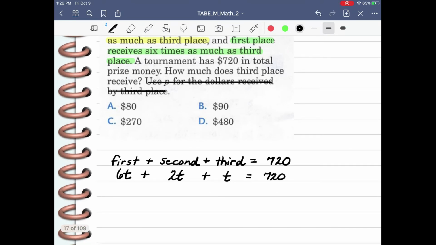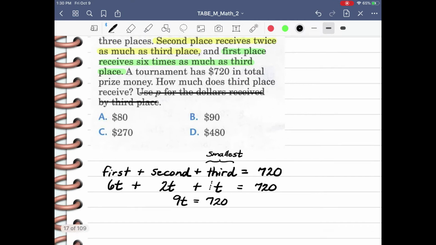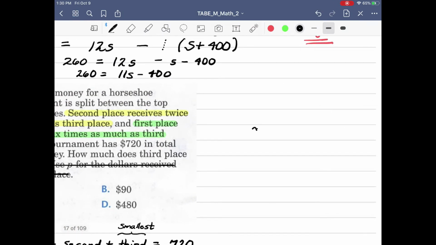You see how I have put all of these in terms of T. You want to get all one variable. So let your variable be the smallest of the 3 or 4 or however many you have. Always let it be the smallest one and it will work a lot better. So I have 6, 7, 8. That counts as 1. 9 T's for $720. So here we go. 9 T's is $720.